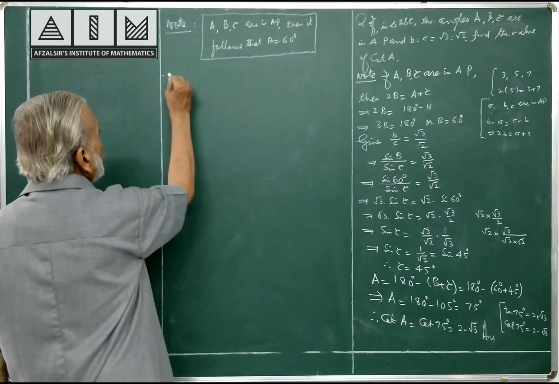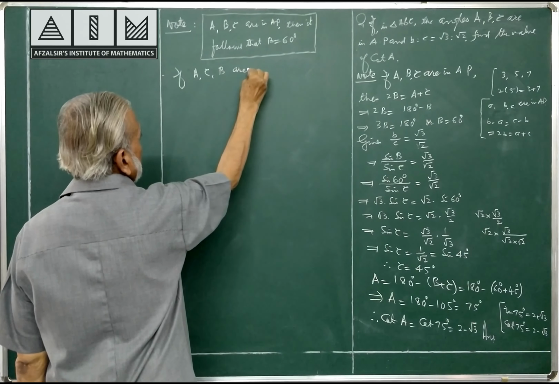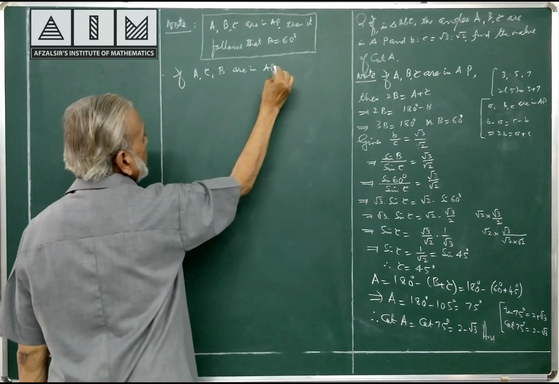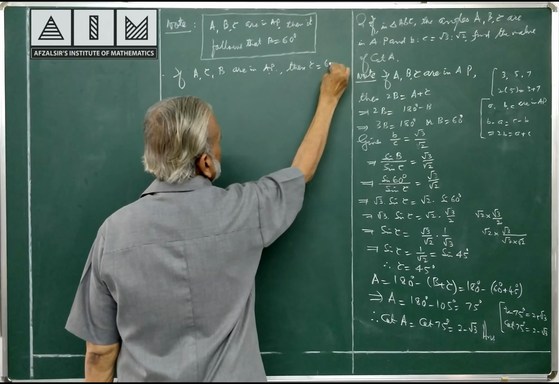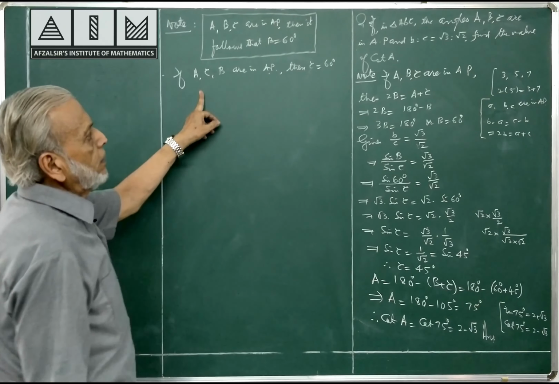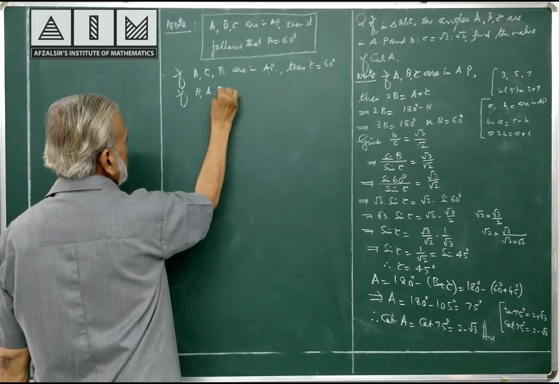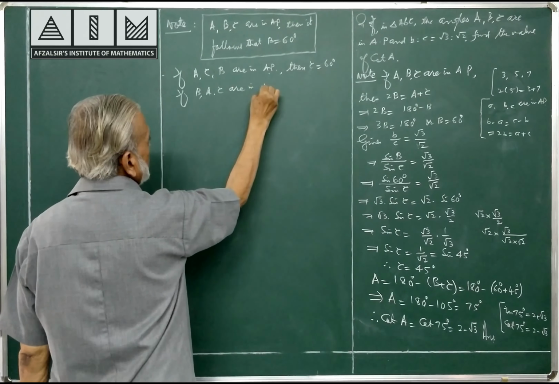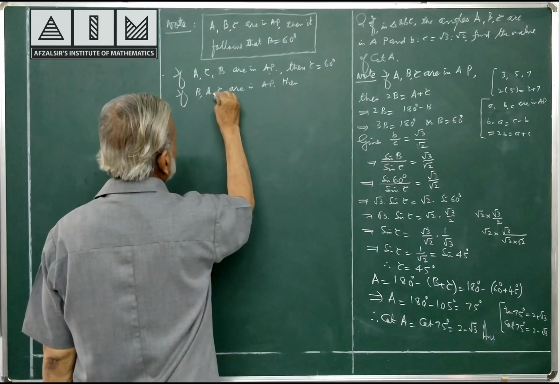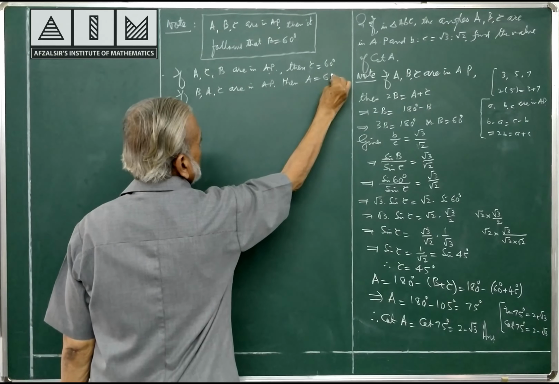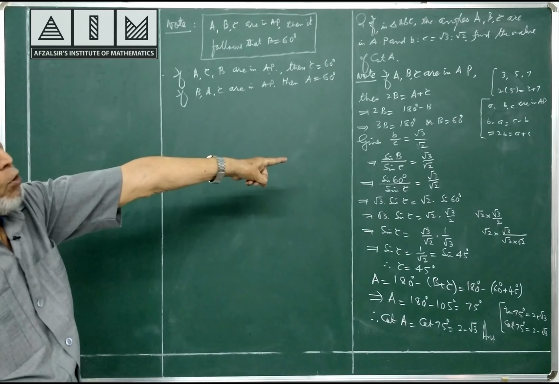For example, if they say A, C, B are in AP, then angle C will be 60 degrees. The mean angle will be 60 degrees. Or if they say B, A, C are in AP, the mean angle A is equal to 60 degrees. This point may be remembered, it will save your working, it will save your time above all.